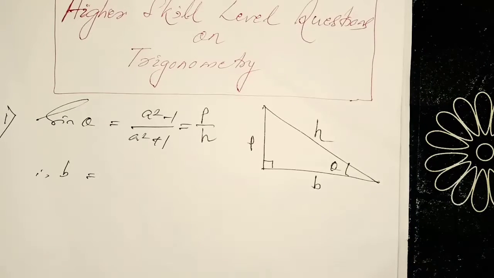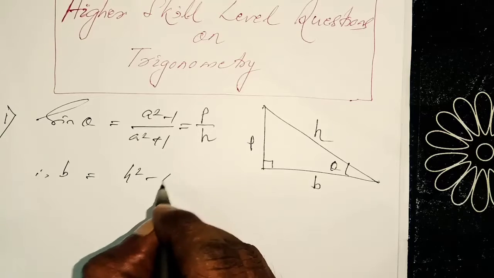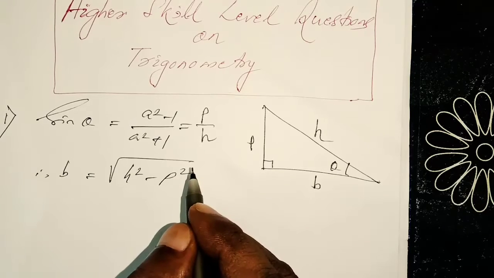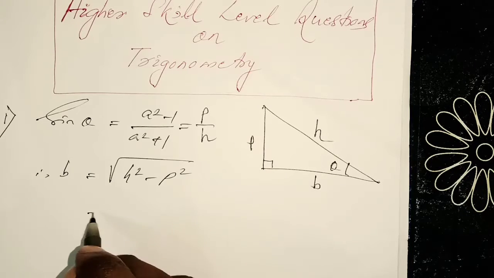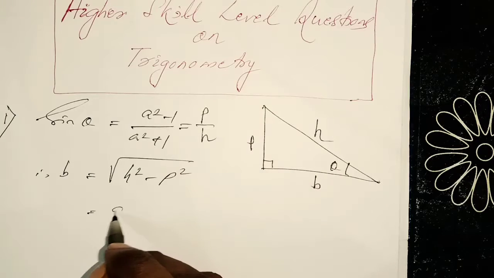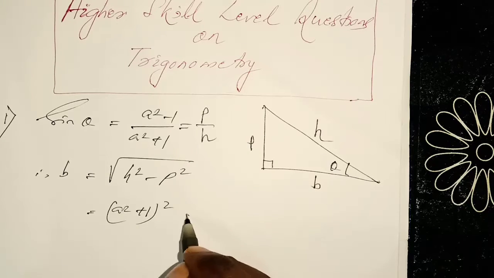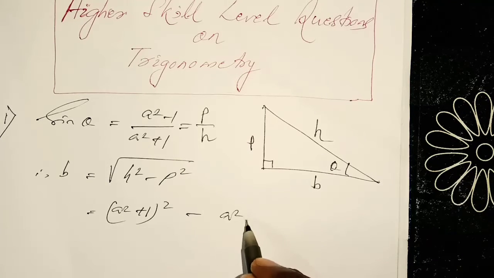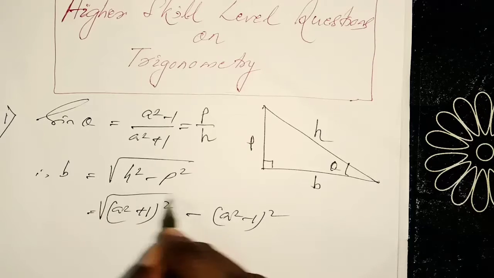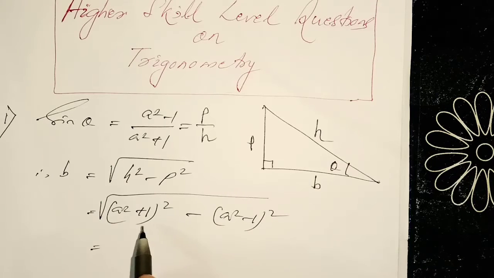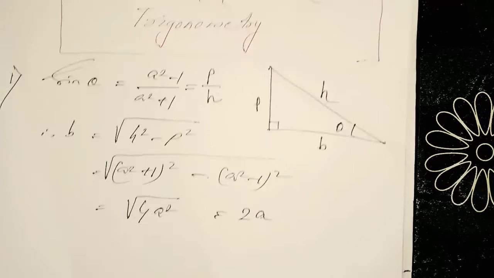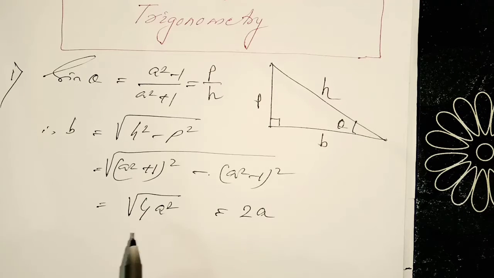Just use the Pythagoras theorem: root over h square minus p square. What is h here? H is a square plus 1 whole square, minus p, which is a square minus 1 whole square, root over. As you know, the formula a plus b whole square minus a minus b whole square is 4ab, meaning 4a square. Root over, how much will it be? The answer is 2a. The base you get is 2a, and you have to find out sec theta plus tan theta.